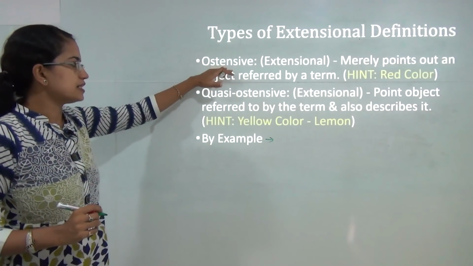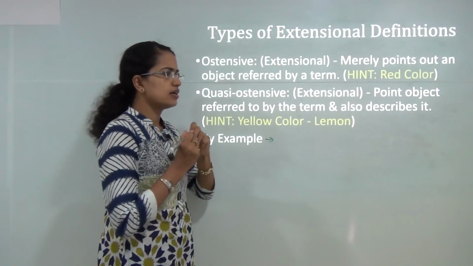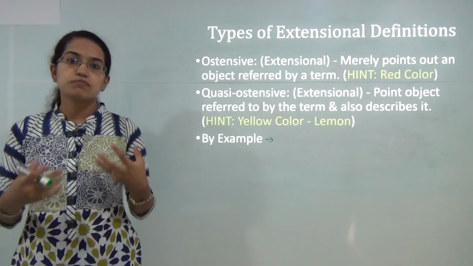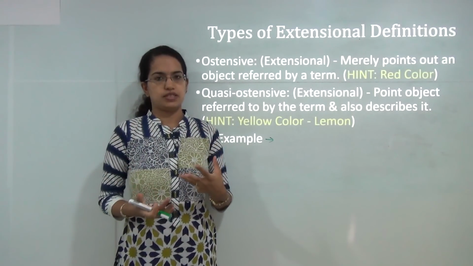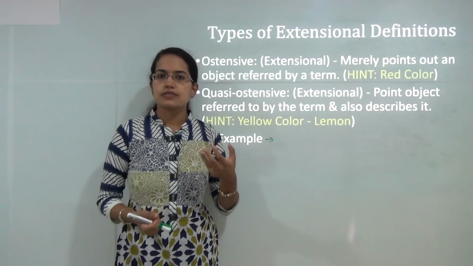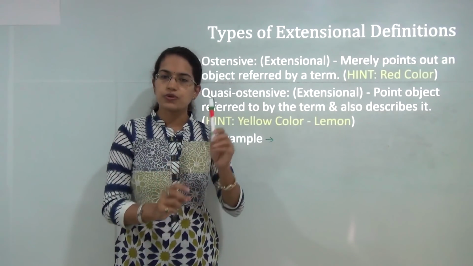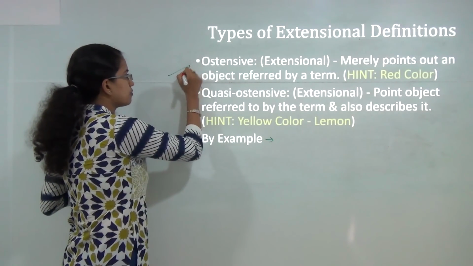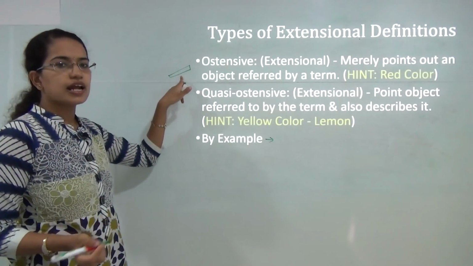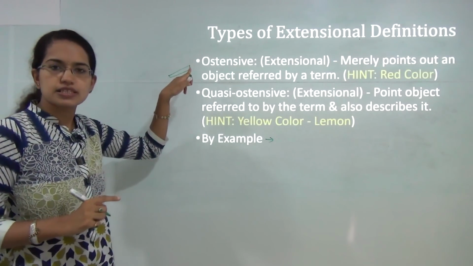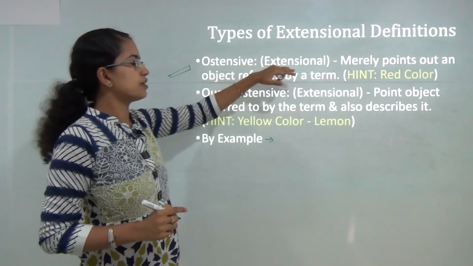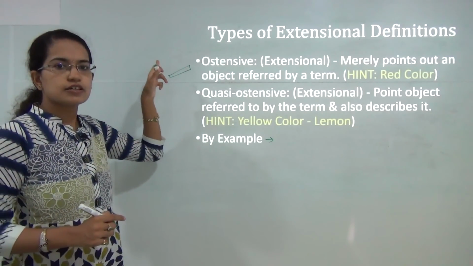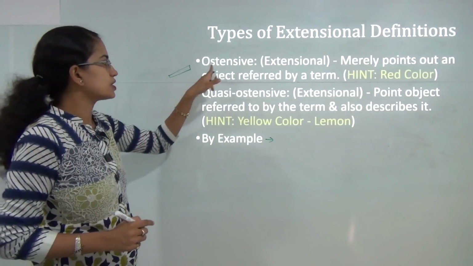The next is ostensive and quasi-ostensive. These are something you need to think about more. There are certain things like values and beliefs which you cannot define in statements. Similarly, if I want you to define the green color of this marker, how would you define it? The only way I can help a child understand a green color is by pointing it out and saying this is a green color. That is an extensional definition, where you merely point out the object to help understand the concept. So that is what ostensive is.